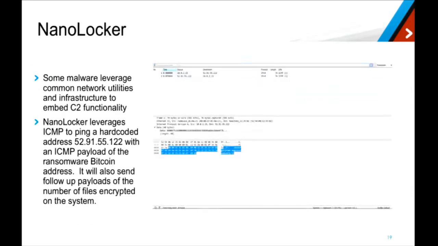NanoLocker, this one came out last year, is really interesting JavaScript ransomware. You know, ransomware has just been absolutely blowing up. But one of the things that I found really interesting is, again, not necessarily leveraging HTTP or a TCP-based protocol, but actually leveraging the network itself and some of your traditional tools within a network. In this case, it was actually encoding the Bitcoin address in ICMP. So basically, send a packet, get a packet back, and know exactly what to do for extorting the victim.